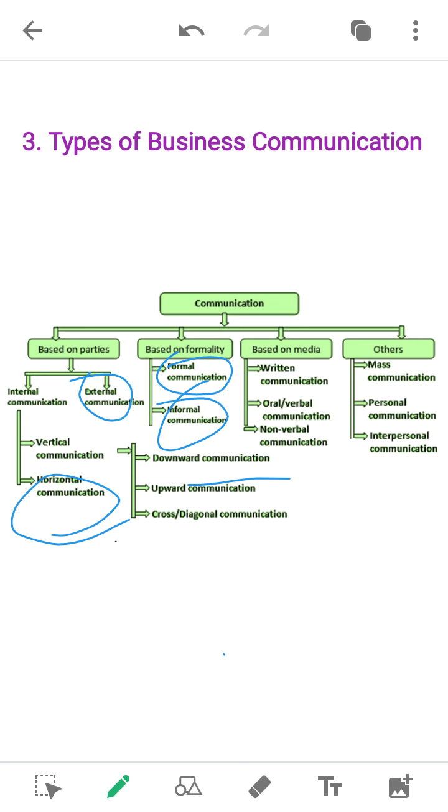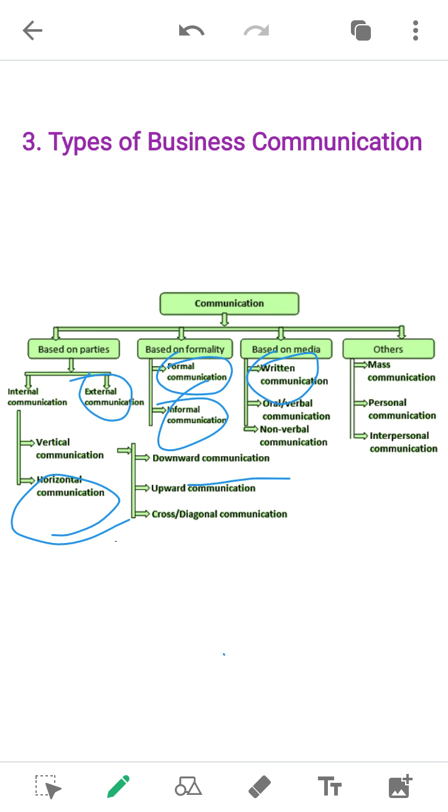Based on media, there are three types of communication: written communication, oral or verbal communication, and non-verbal communication. Written communication means when communication occurs in a written form. Written communication means letters, reports, memos, etc. Oral or verbal communication: communication using any words is called oral or verbal communication.